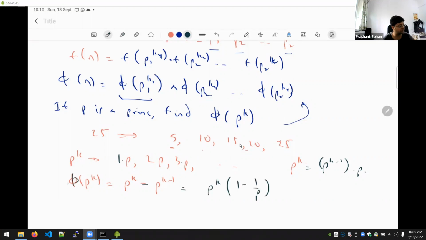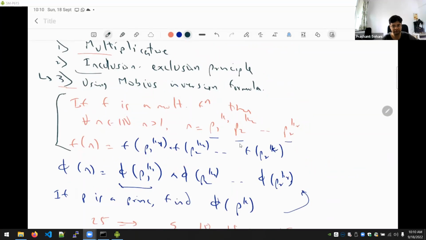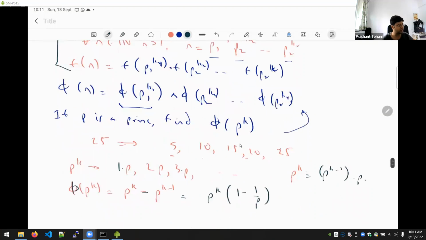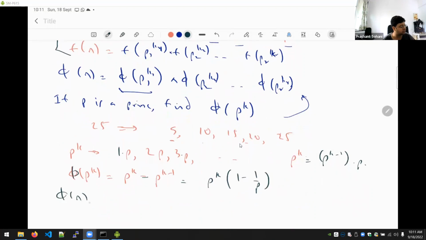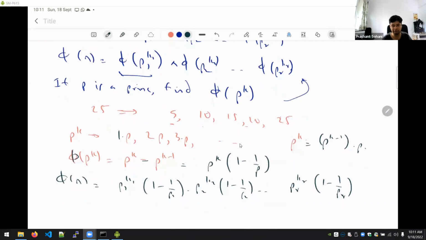Okay. So if you have found phi of p raised to k and you understand this general strategy which can be used for any multiplicative function, that you just multiply the individual answers for each prime power in the expansion, and you will get the answer for the main number. So you can write the formula for phi of n as the product of all such terms. So for the first term, it will be p1 raised to k1, 1 minus 1 by p1, p2 raised to k2, 1 minus 1 by p2. Okay, so this is the formula for phi of n.